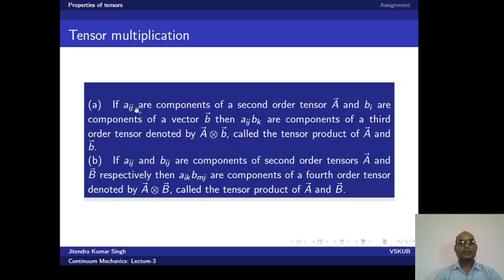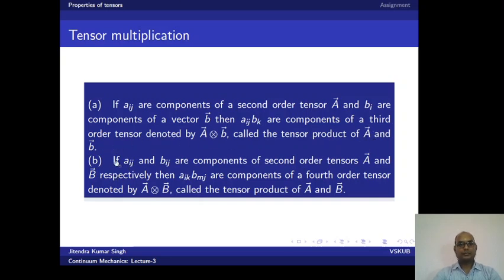Suppose that Aij are components of a second order tensor A and Bi are components of a vector B, then Aij Bk are components of a third order tensor. We shall denote it by the tensor product of second order tensor A and B, and we shall call it the tensor product of second order tensor A and B.